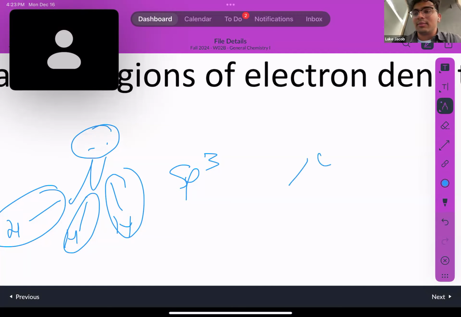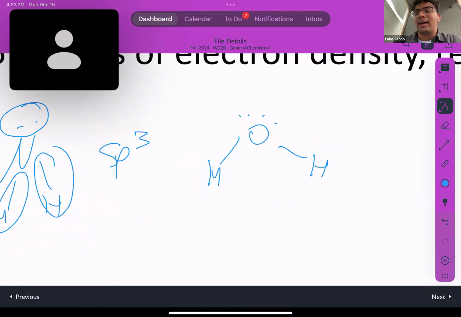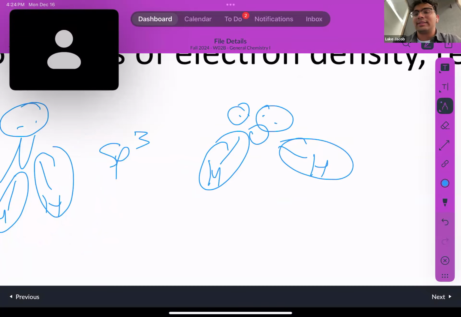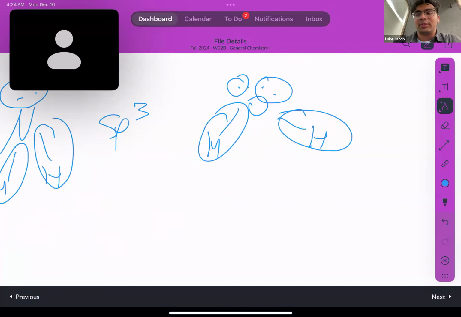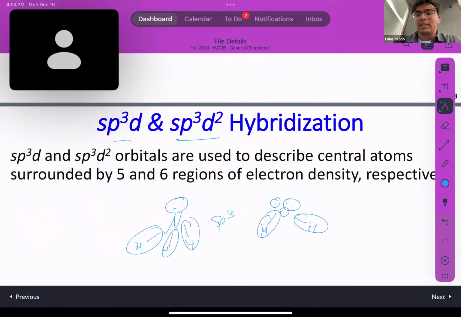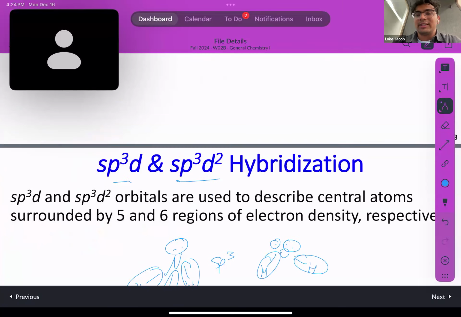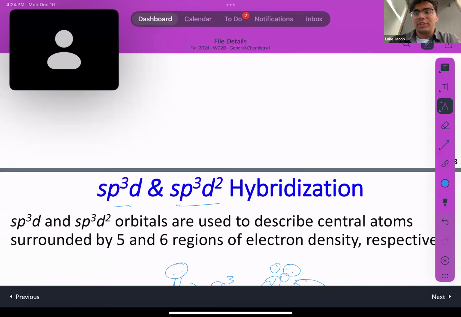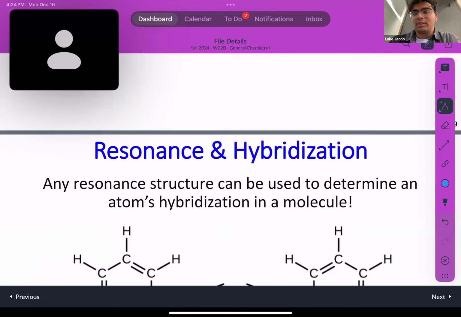Same thing with water. You wouldn't ask this on the test, but this is also sp3 hybridized, the oxygen, because that oxygen has 2 lone pairs, right? And then 2 H's. So it's about the electron domains around the central atom. And so yeah, it helps predict the overall geometry of an atom or the central atom.